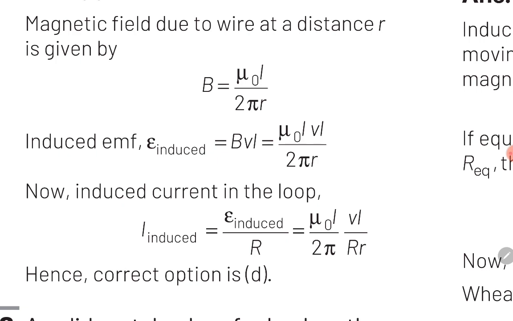Guys, in this final answer, capital R is the resistance in the loop and small r is the separation between the connector and the infinite current carrying wire. So guys, with this we have completed this question. Now let's move ahead to the next slide.